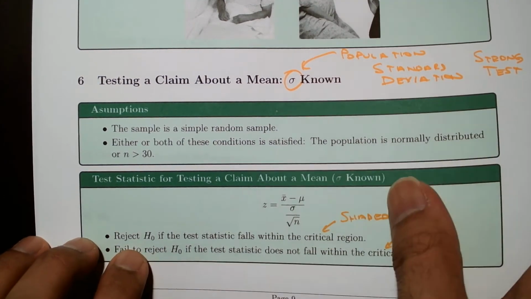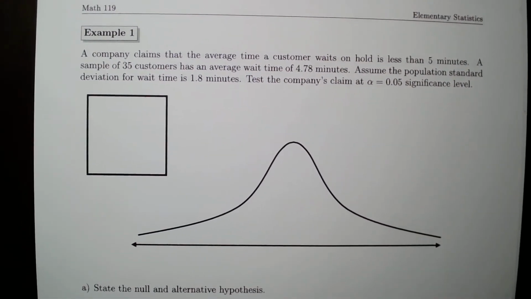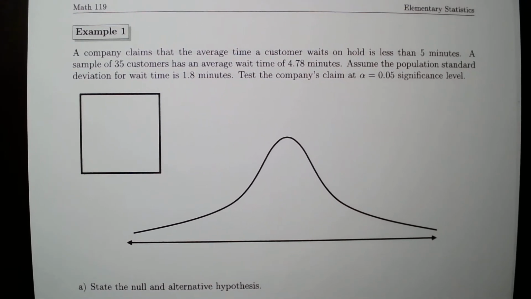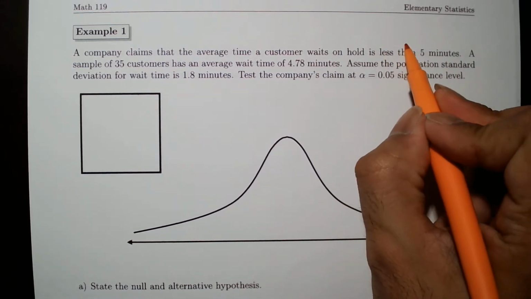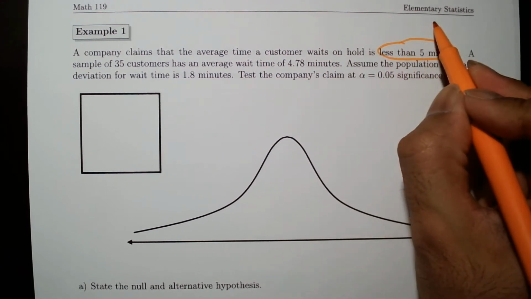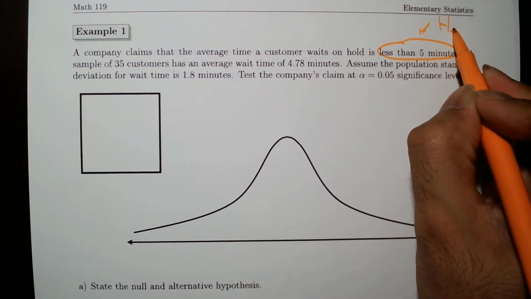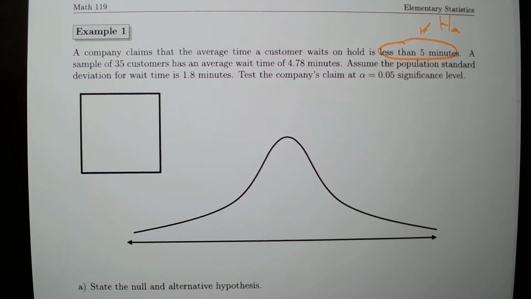All right, let's look at an example. A company claims that the average time a customer waits on hold is less than 5 minutes. In this case, they're not telling us less than or equal or at most, it's telling us less than. What is this going to tell us? That's going to be the alternative hypothesis. So we can start with that. Let's finish reading the problem.